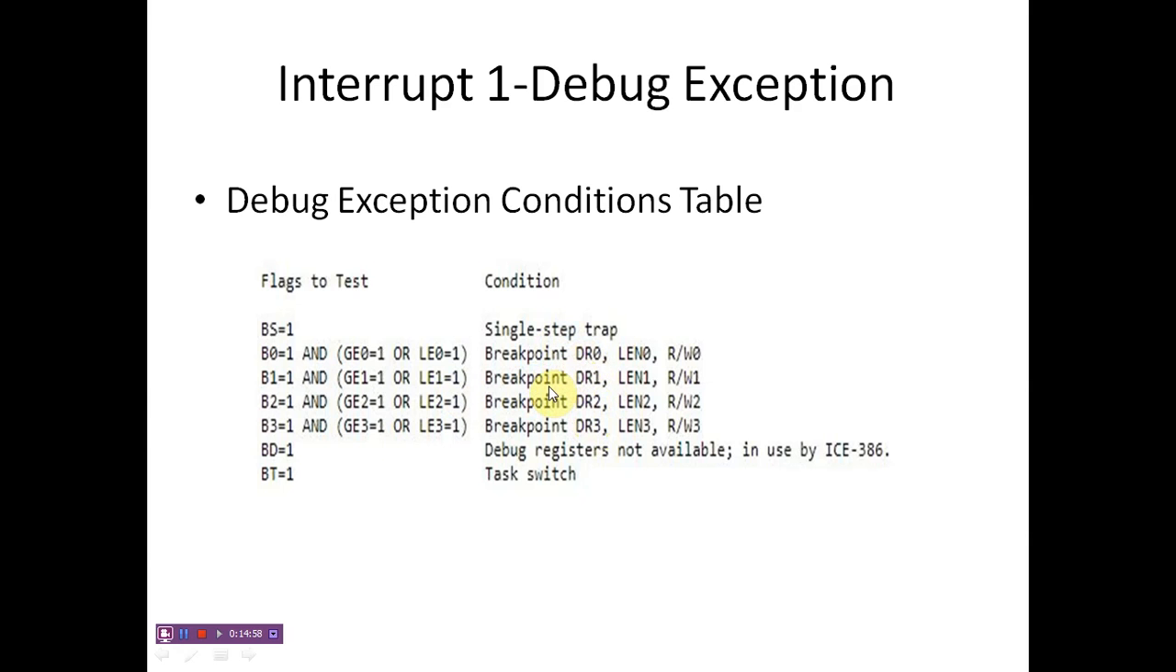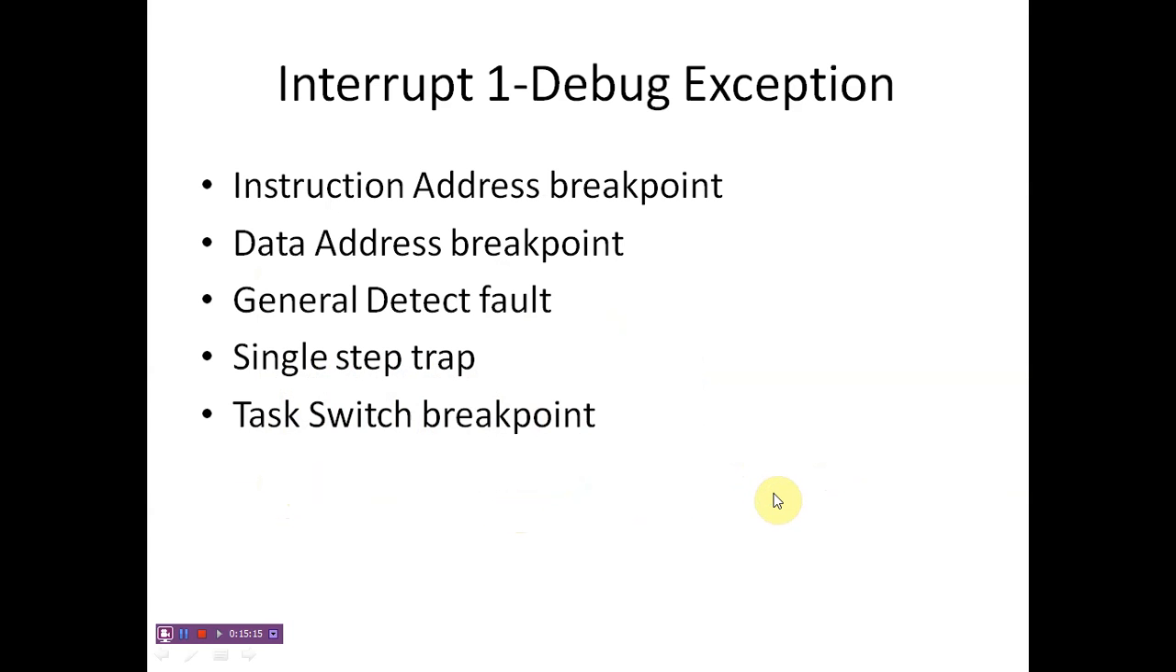The next, BD equal to 1, causes the condition that debug registers are not available for use by ICE 386. Then BT equal to 1 causes the condition of a task switch. Then next is interrupt 1, the debug exception.